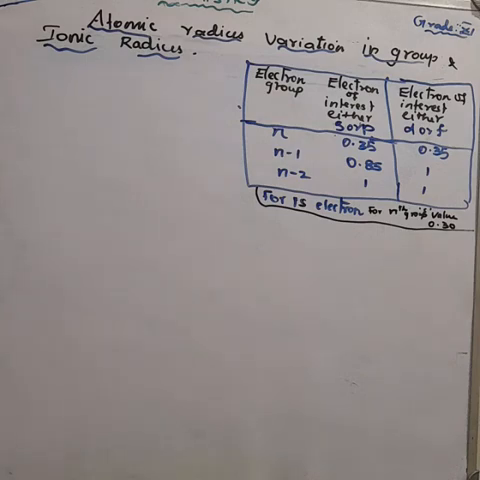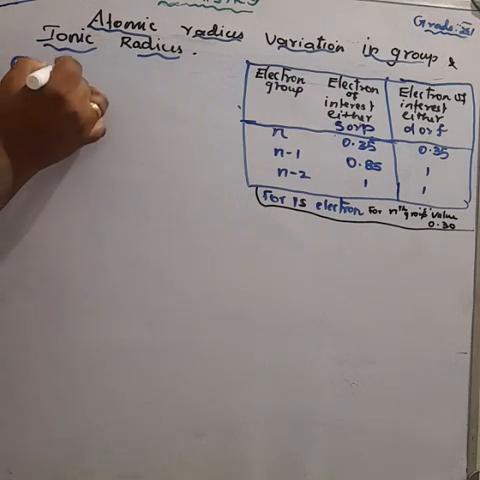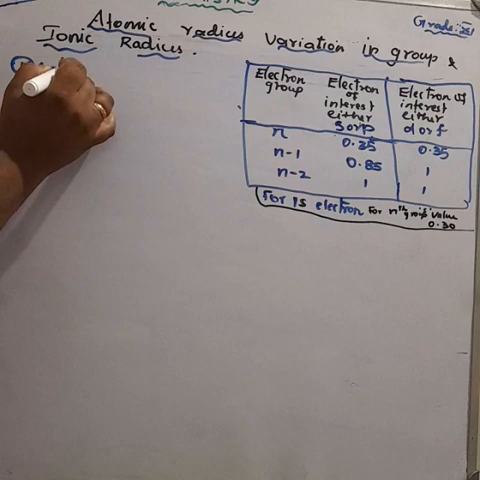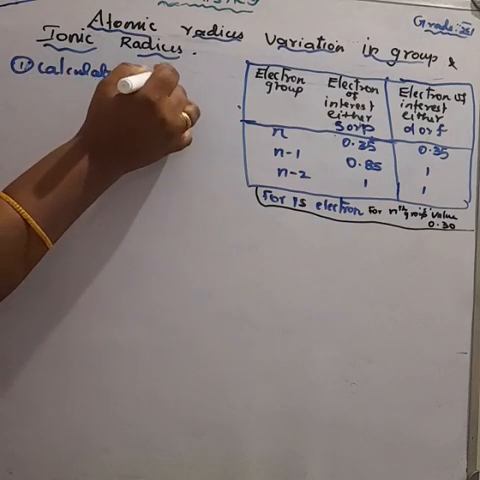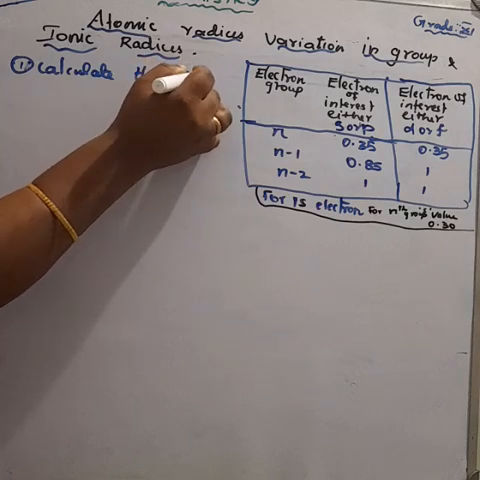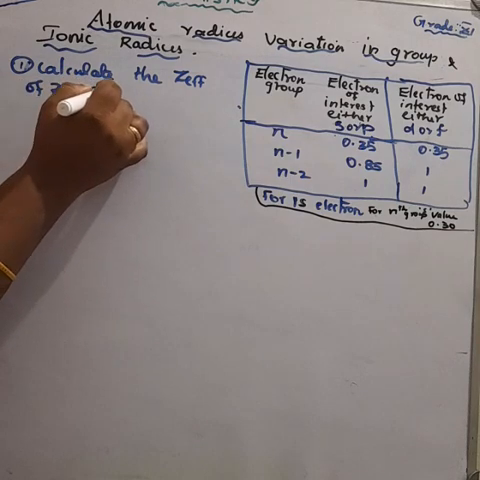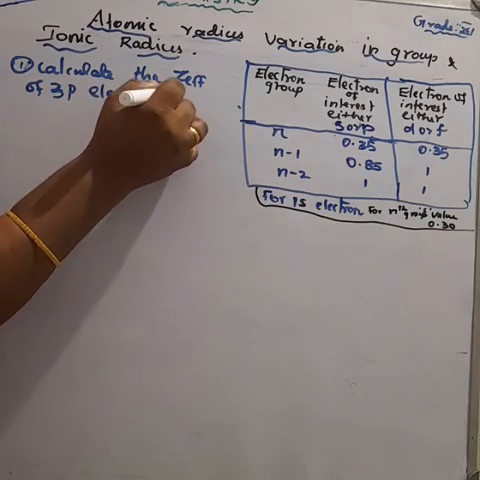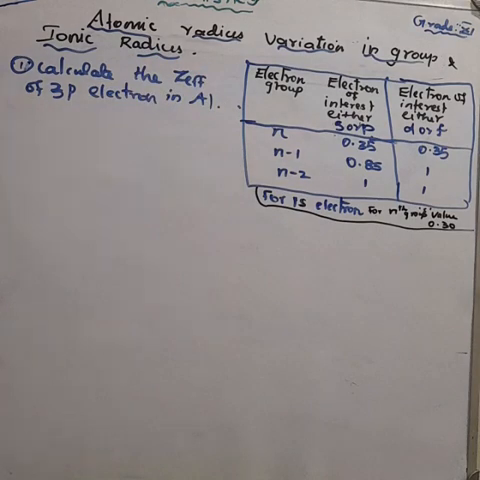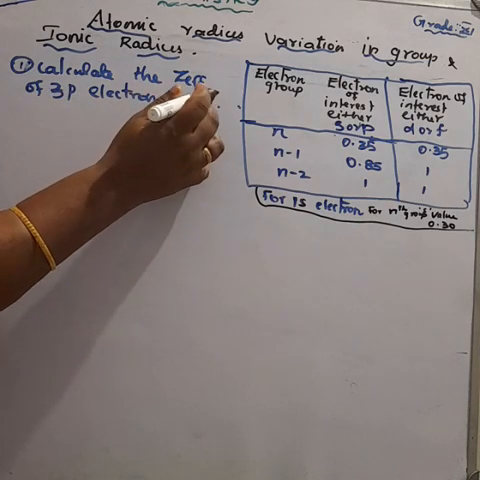Okay, before that, last class I gave one homework. Using Slater's rule, calculate the effective nuclear charge on a 3p electron in aluminum and chlorine. I don't know how many of you have written and practiced this homework, but once again I will explain Slater's rule with this example. Use Slater's rule to calculate the effective nuclear charge on a 3p electron in aluminum and chlorine.